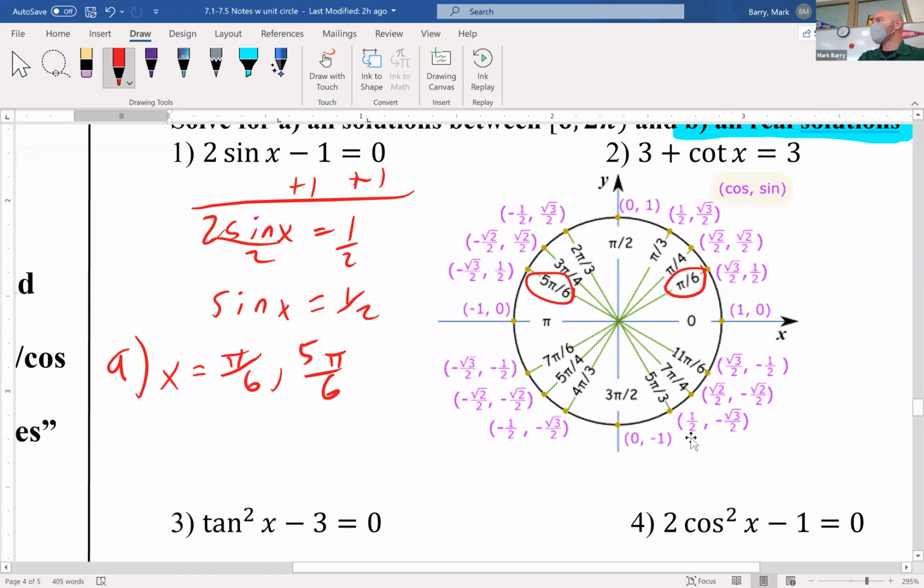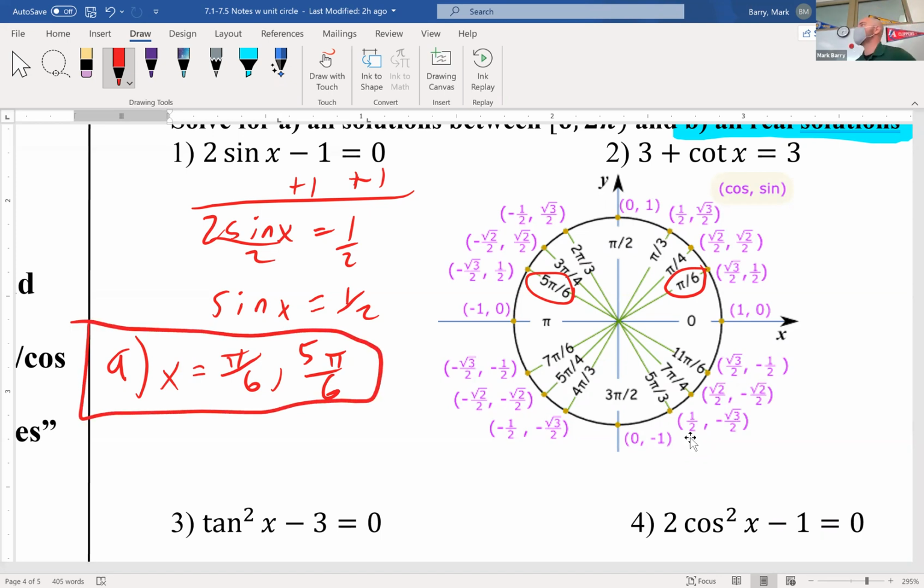Is the sine 1/2 there? No, the cosine is 1/2 right there, right? So we need to find the sine equals 1/2. So I'm going to box that up. This is going to be our answer for part A. Between 0 and 2 pi, there's only two spots, pi over 6 and 5 pi over 6. I will tell you that usually when your trig function equals a single number, you're going to get two answers for part A. Almost always. There are a couple exceptions, but almost always you'll get two answers, okay? When your trig function equals a single number.